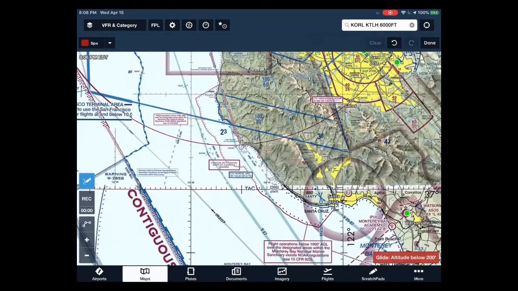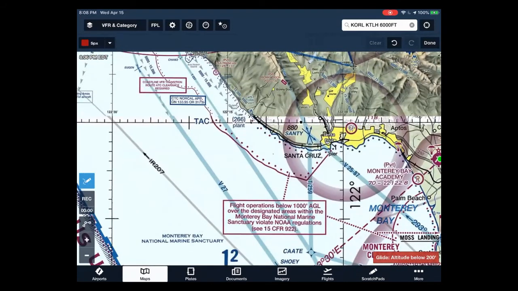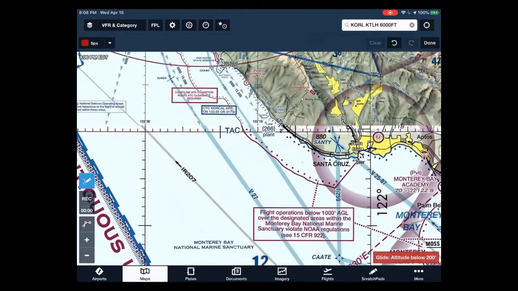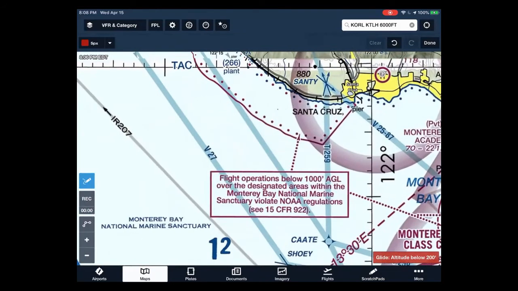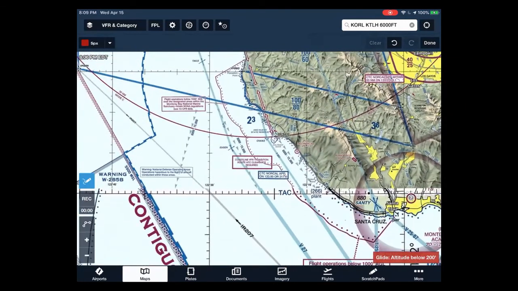Now this is not an FAA rule, this is actually a National Oceanic and Atmospheric Administration regulation, but it's still a regulation nonetheless that in this area you can see that flight operations below 1,000 feet over the designated areas within Monterey Bay National Marine Sanctuary violate that regulation. So across the entire coastal area there, if you fly below 1,000 feet, you would actually be in violation of a regulation in that case. So it looks kind of the same. The difference being the red color as opposed to the blue color.